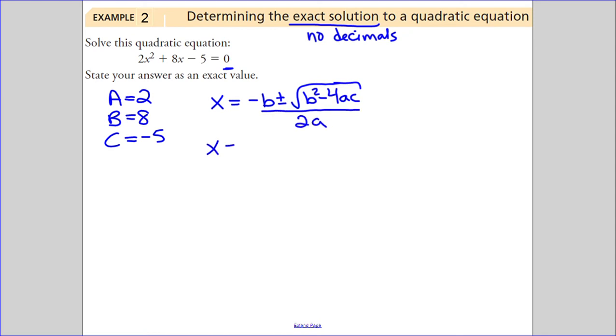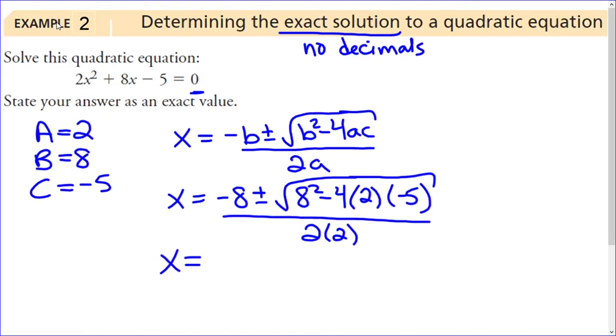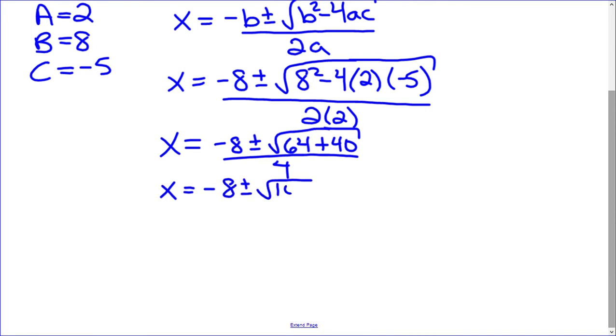So we're going to plug in our values: -8 plus or minus the square root of 8 squared minus 4 times 2 times -5, all over 2 times 2. Then x is equal to -8 plus or minus the square root of 64 plus 40, all over 4. So x is equal to -8 plus or minus the square root of 104 over 4.